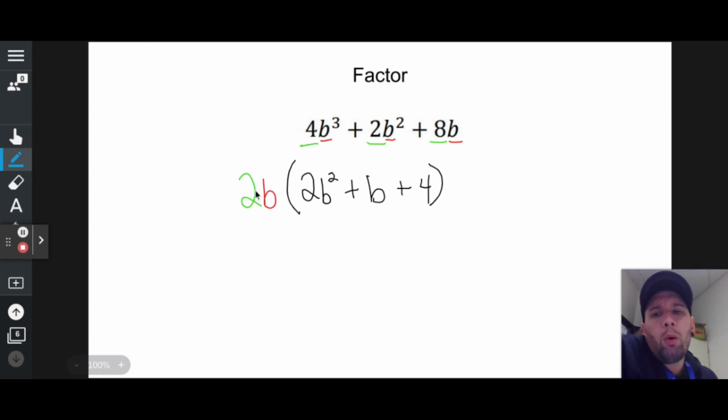And if I wanted to check my work, 2 times 2 is 4. B times b squared, b cubed. 2 times invisible 1, 2. B times b is b squared. 2 times 4 is 8. B times no b is b. I did it right.